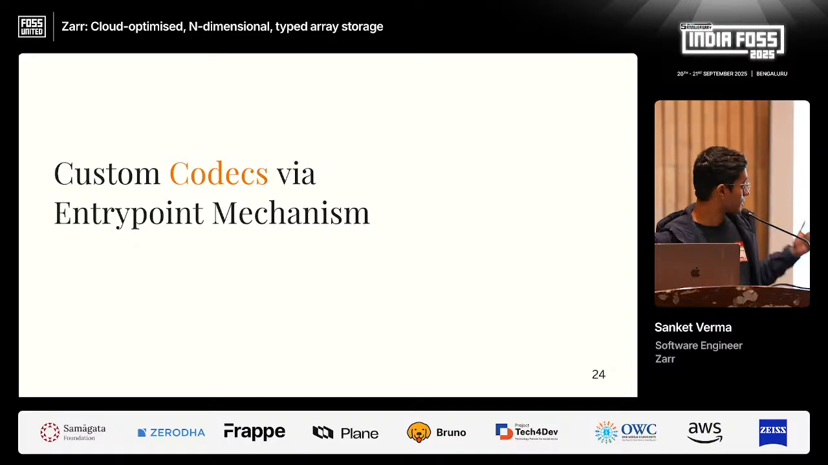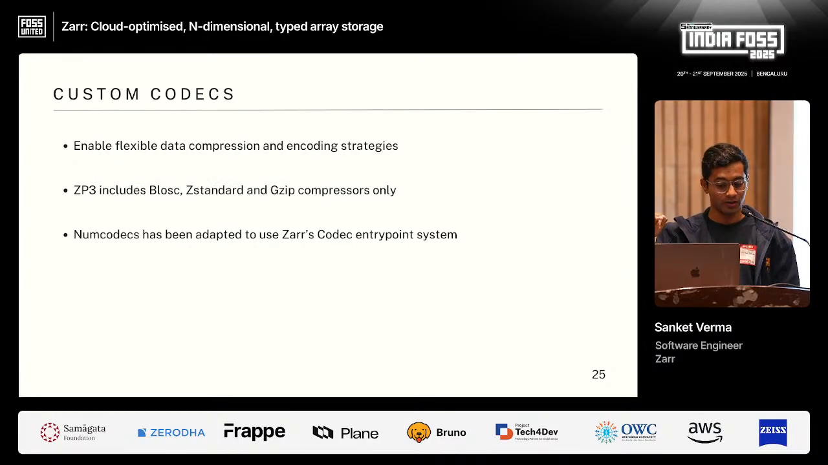We added custom codecs via an entry point mechanism. So this is also highlighting the extensibility part in the V3 spec I mentioned earlier. And we have removed a lot of codecs from Zarr Python and included only the Blosc, Zstandard, and gzip compressors. And if you want to add new codecs to the existing library, this works the same as the storage classes.